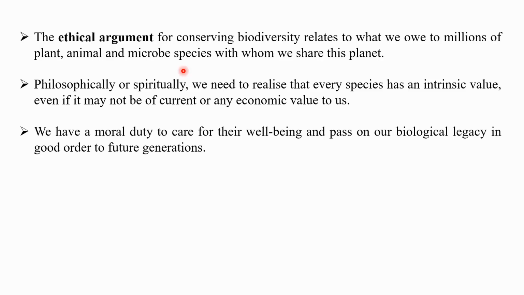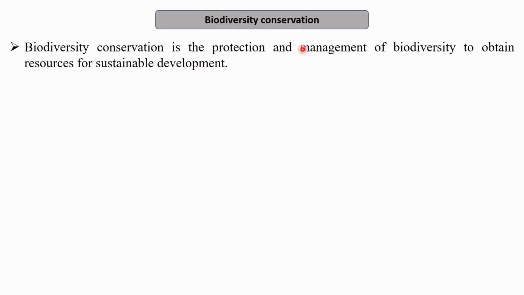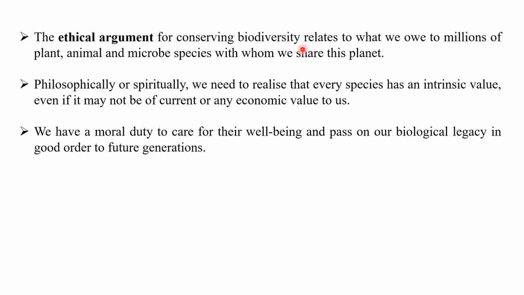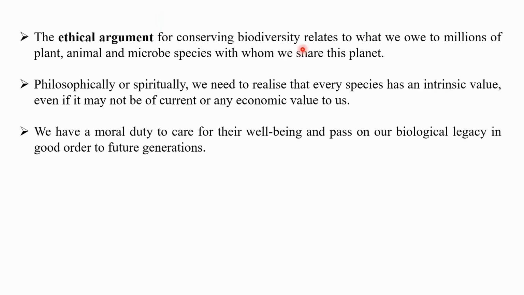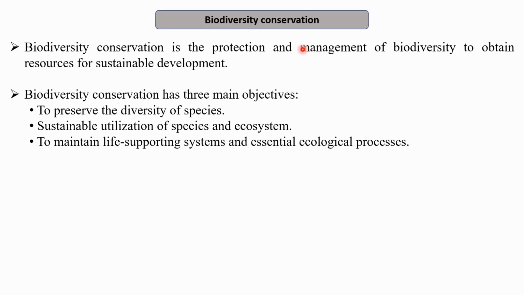The ethical argument also suggests that we have a moral duty to take care of their well-being and pass on our biological legacy in good order to future generations. So what are the different steps that we can take to conserve biodiversity? Biodiversity conservation is the protection and management of biodiversity to obtain resources for sustainable development. As I mentioned, it is our moral duty to take care of their well-being and pass on these biodiversities, our biological legacy, in good order to our future generations. So biodiversity conservation has three main objectives.